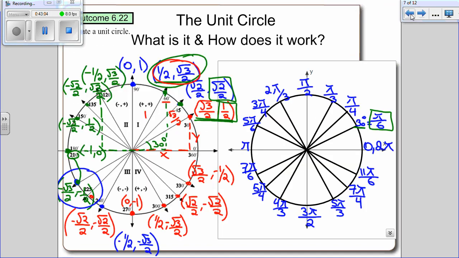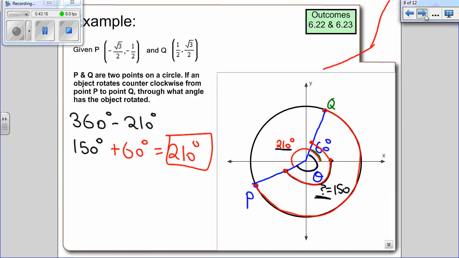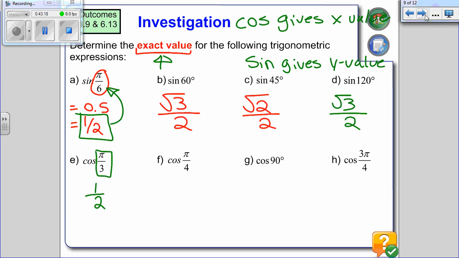We can work through these pretty quickly now. So cos of pi over 4, I'm looking at my unit circle, looking for where pi over 4 is, and I'm just taking the x value. Cos of 90, I look at my unit circle for where 90 degrees is, and I take my x value. For cos 3 pi over 4, I look for where 3 pi over 4 is on my unit circle, and I take my x value.